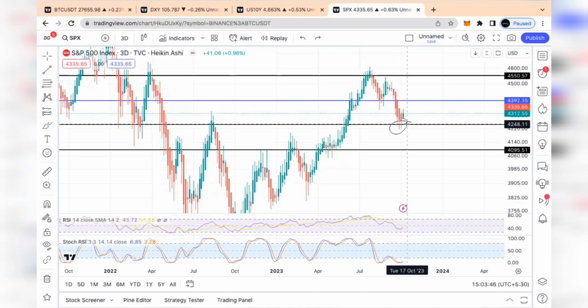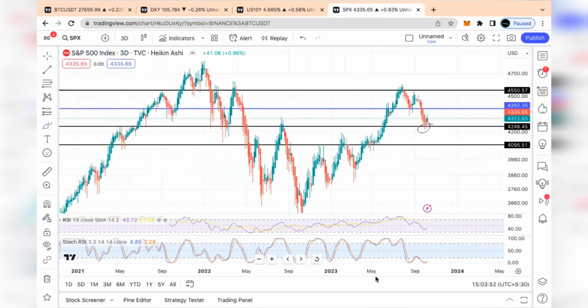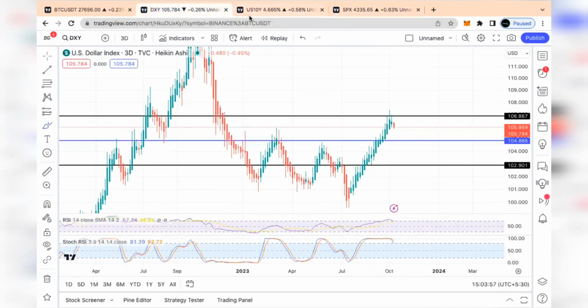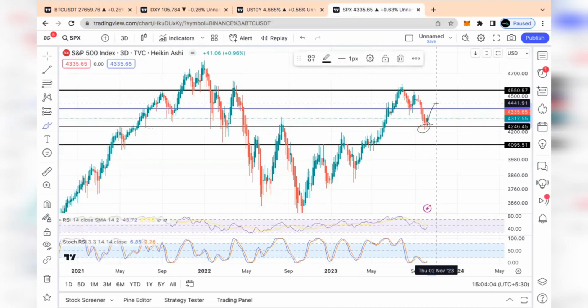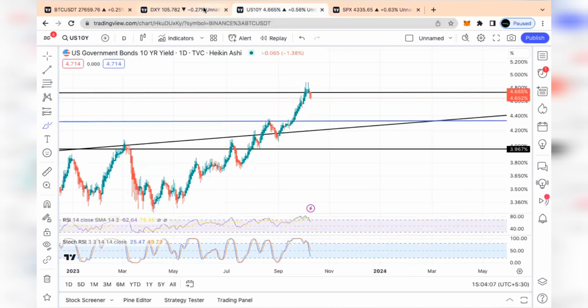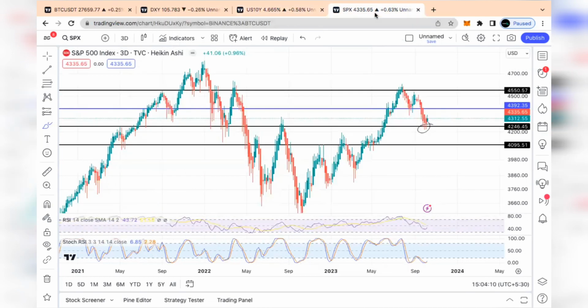As long as this is held, then the recovery attempt will continue, and again it is very aligned to US 10-year as well as DXY. Both are at resistance. SPX is at support. So a leg higher for SPX or risk on assets, and a leg lower for DXY and US 10-year is the most reasonable thing to do right now.